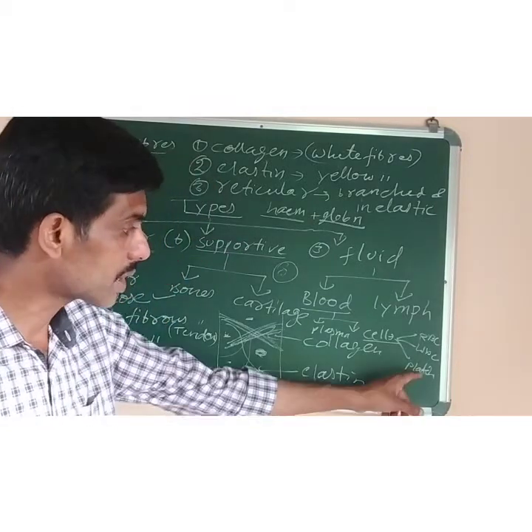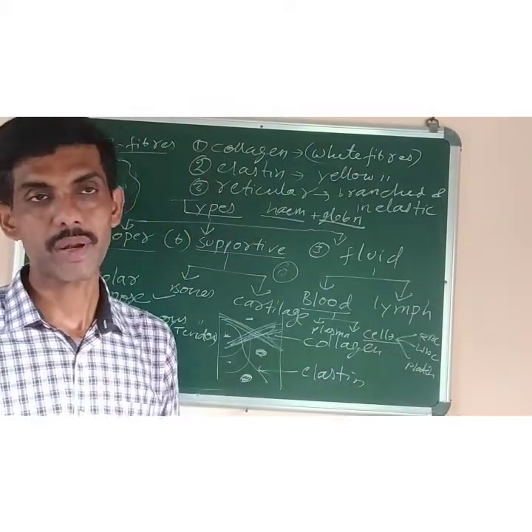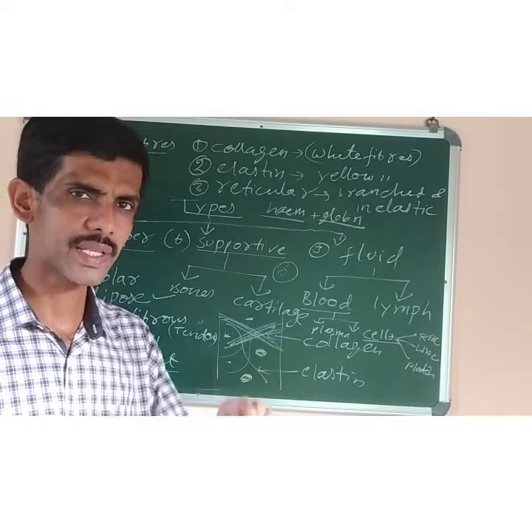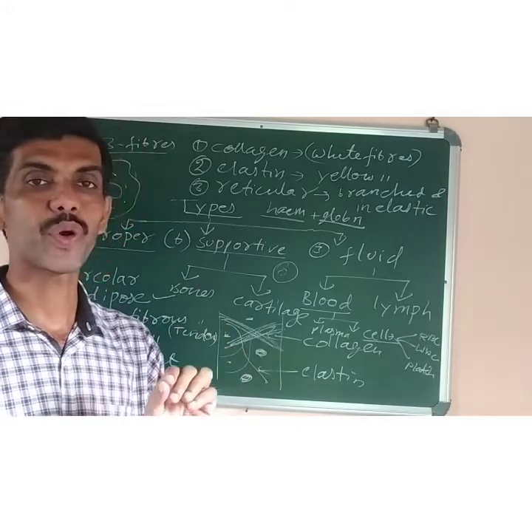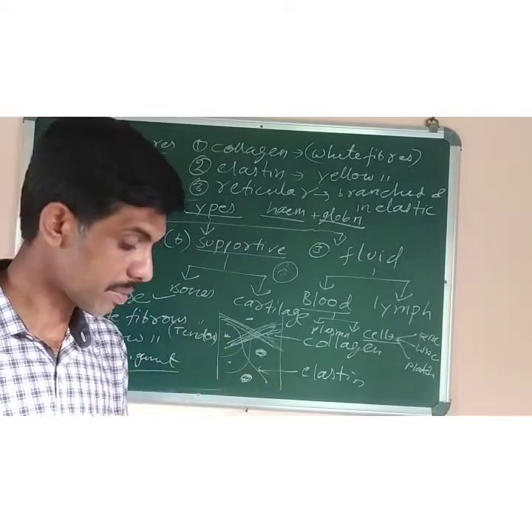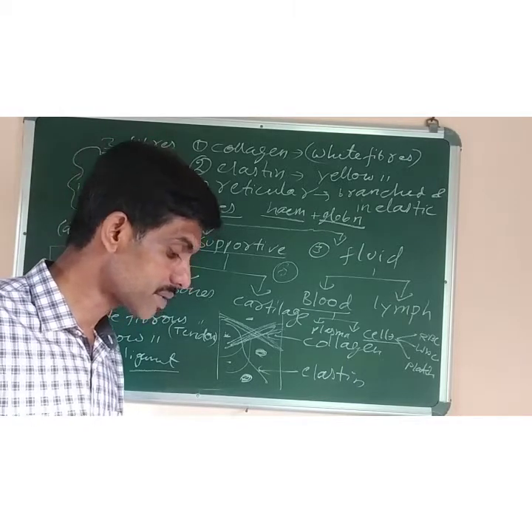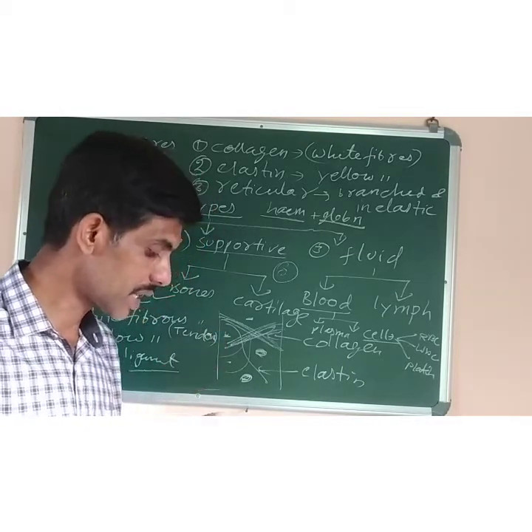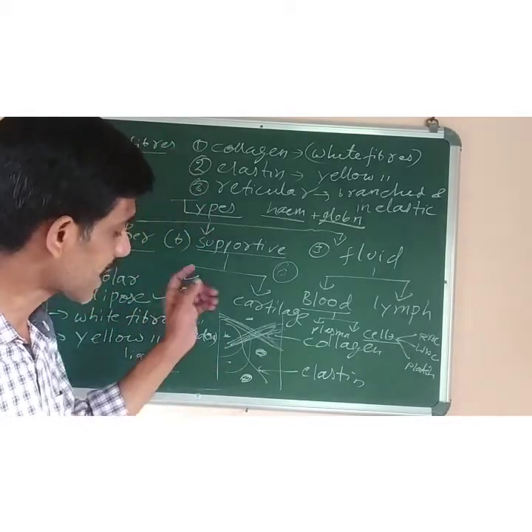Then comes the third one, that is blood platelets. Blood platelets are also known as thrombocytes. They are very small. Their number is 2.5 to 4 lakhs per cubic millimeter of blood. Lifespan is 10 days. They have no nucleus, that is they are non-nucleated, just like RBC.